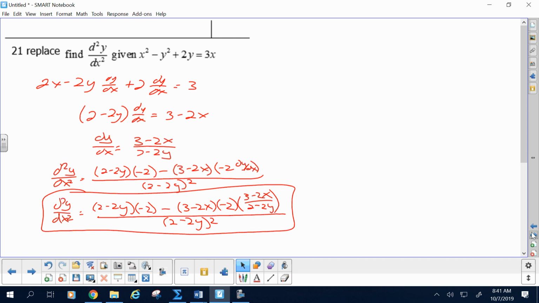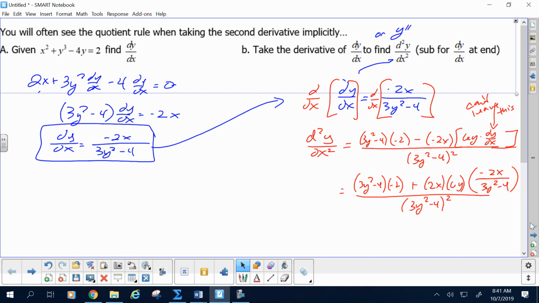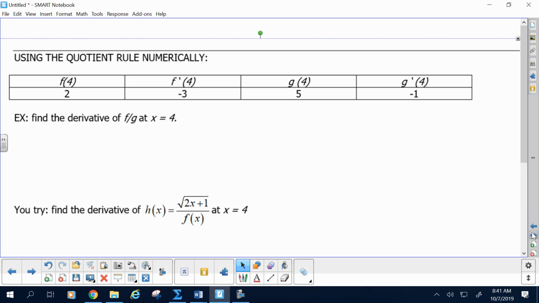Are we good? Okay. Now, the book gives you lots of straightforward quotient rule practice. But the AP tends to ask you to do quotient rule besides analytically, which is what the book gives you. Take the second derivative, the quotient rule on this equation. AP will actually ask you to do this numerically and graphically. So let's practice AP style material, shall we?